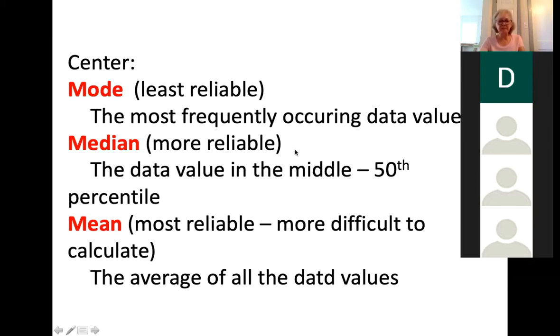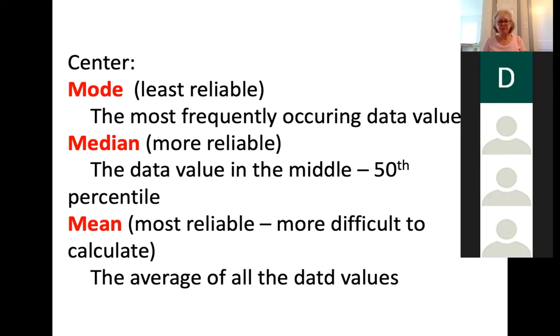The median, you organize the data values from smallest to largest. Then you pick the one that's in the middle. 50% of the students got less than this grade, 50% got more than this grade. So if I tell you the median is 85, you know that 50% of the students got more than 85 on the exam and 50% got less. It's the middle value. It's more reliable, definitely more reliable than the mode.